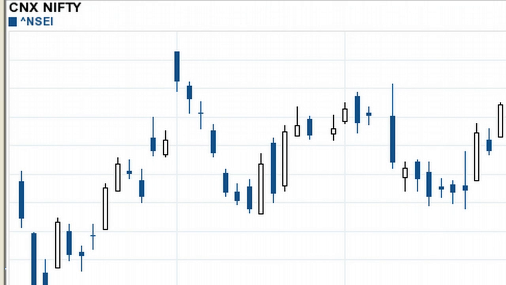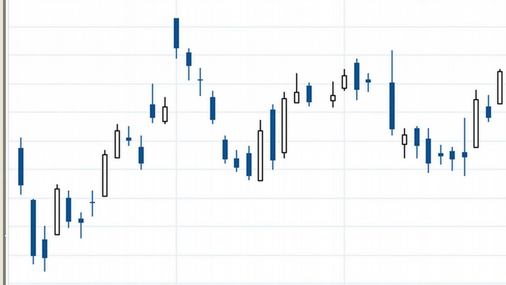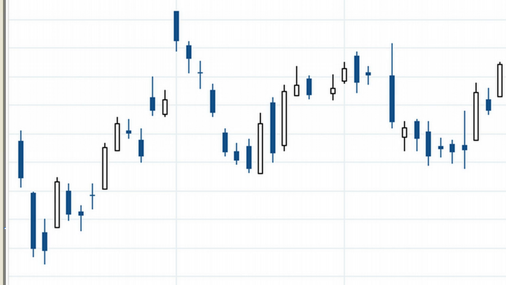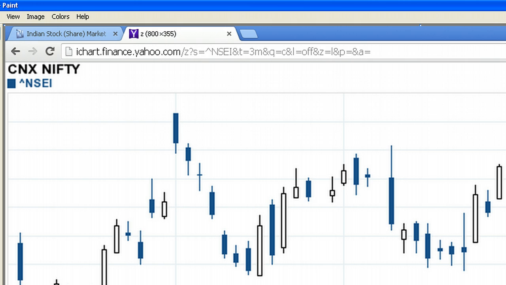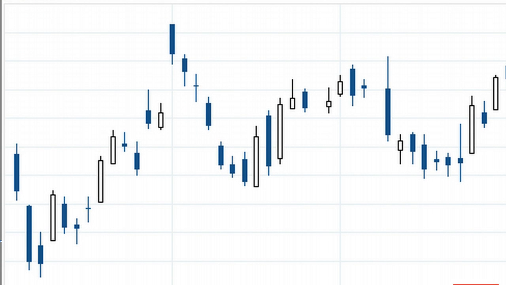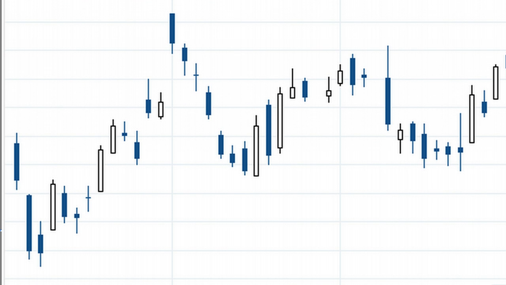I'm going to show you, this is the Nifty chart. Now I'm going to show you how to identify gap ups and gap downs. You've now learned how to identify a doji, and later I'll tell how to use dojis to find out a trend. So this is a bunch of candles. This is the actual Nifty chart for the last 3 months, and I've enlarged it so that you can see it properly. Here you can identify gap ups and gap downs.